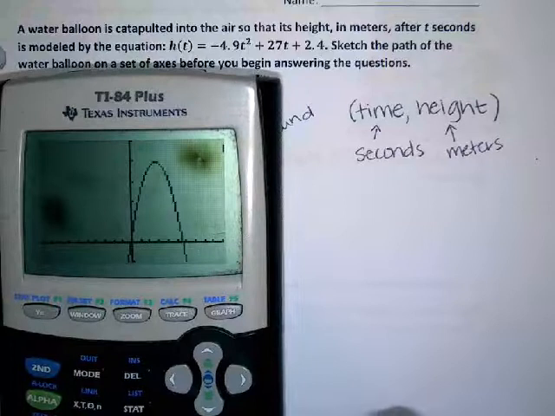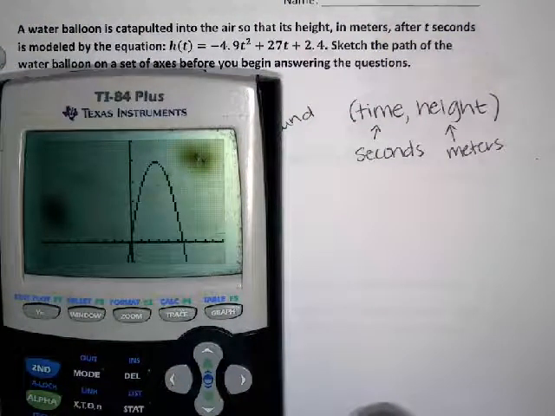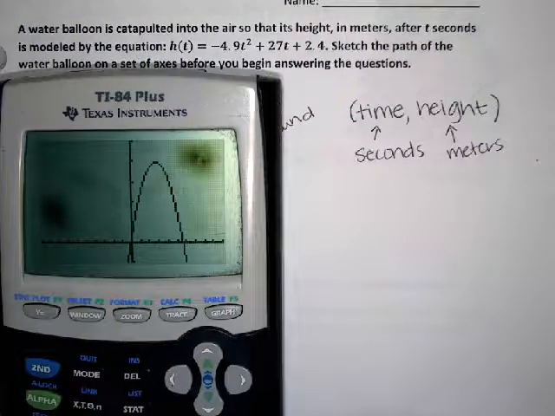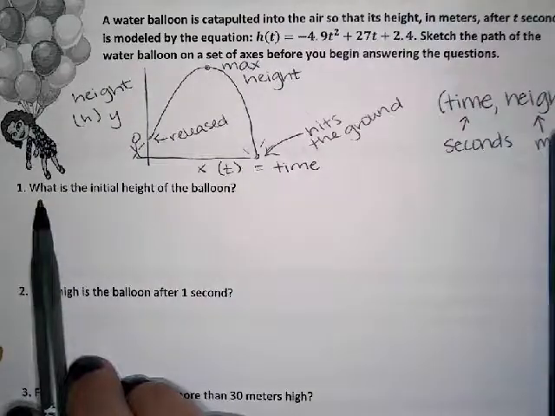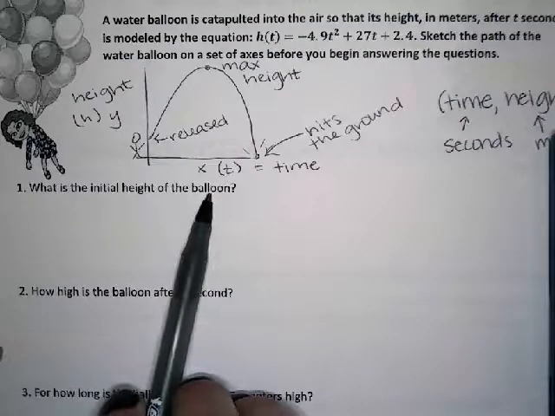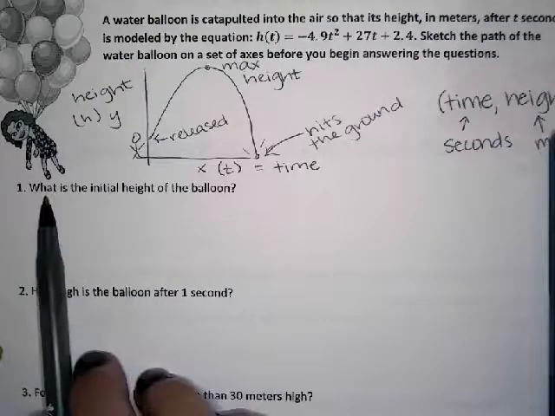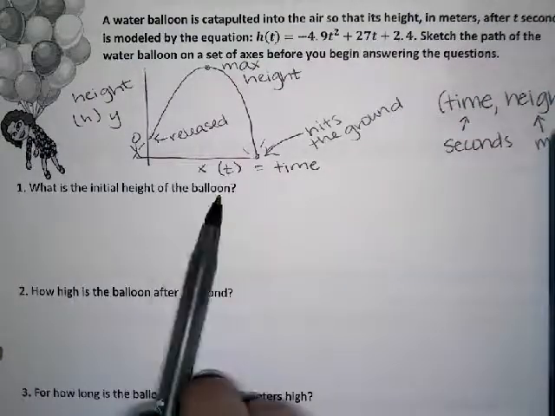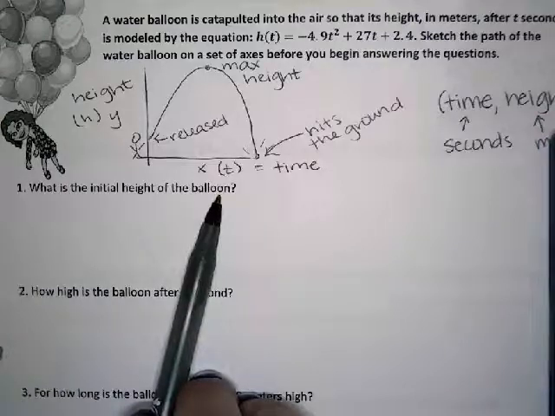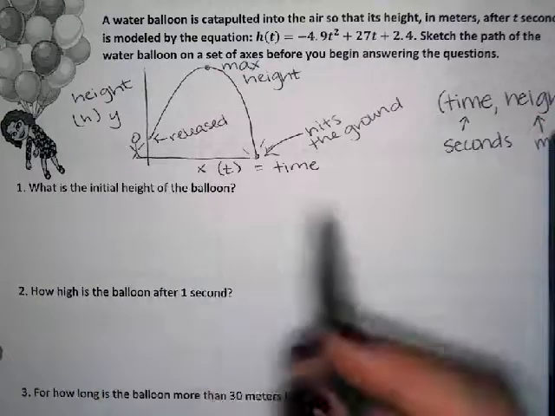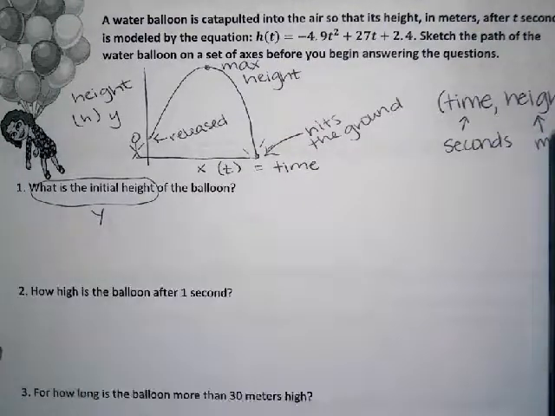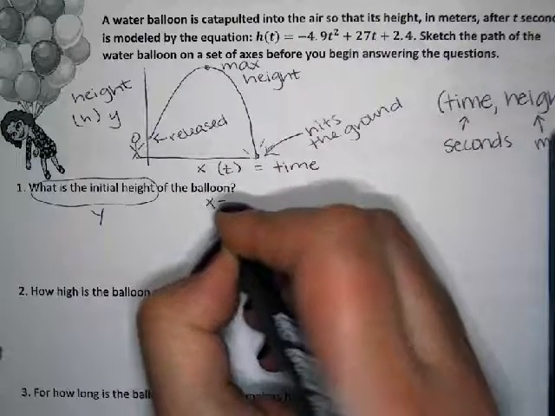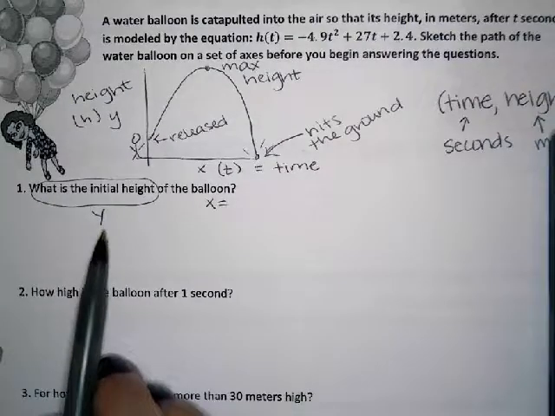This problem says, what is the initial height of the balloon? What is Y? Yeah. So if they're asking a what is the height question, they want to know a Y value, which means we should know what the X value is. Meters. So if they say initial height, then what X value should we use?